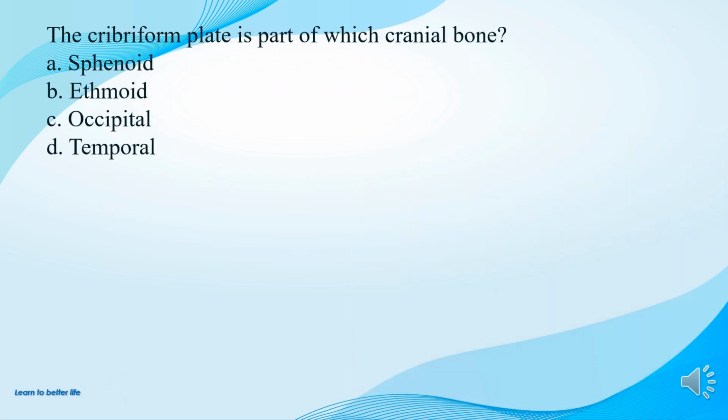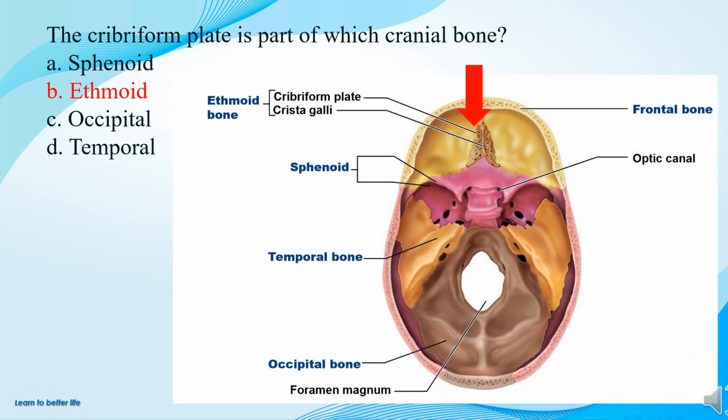The cribriform plate is part of which cranial bone? A. Sphenoid. B. Ethmoid. C. Occipital. D. Temporal. The answer is B. Ethmoid.